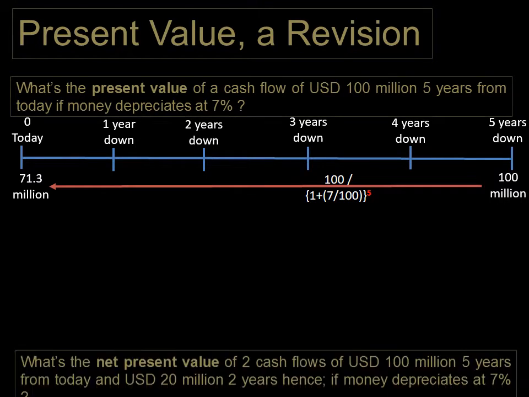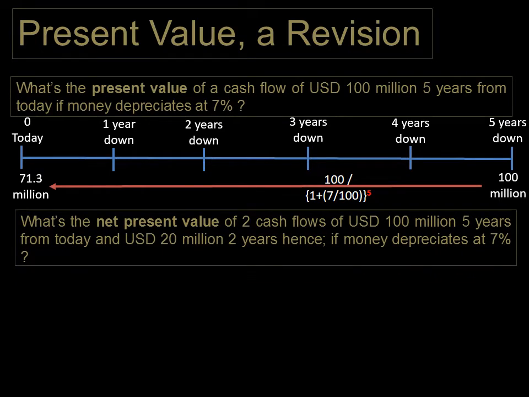Let's take it up a notch. What is the net present value of two cash flows of American dollars 100 million 5 years from today and $20 million 2 years from today? Again, money depreciates at 7%.